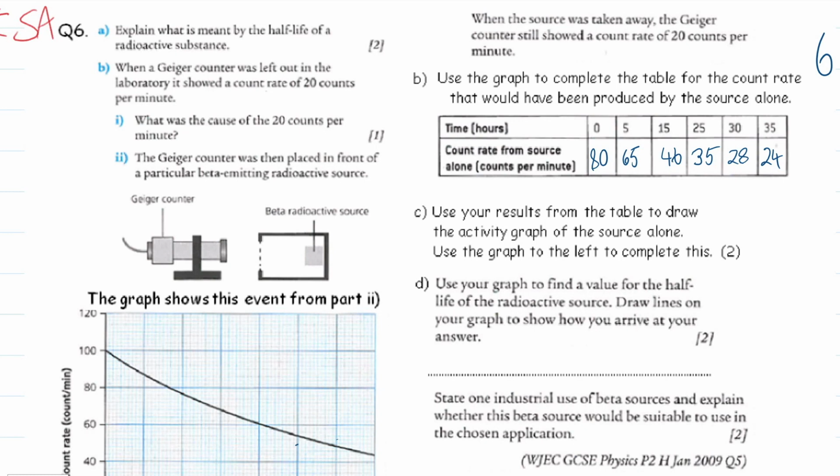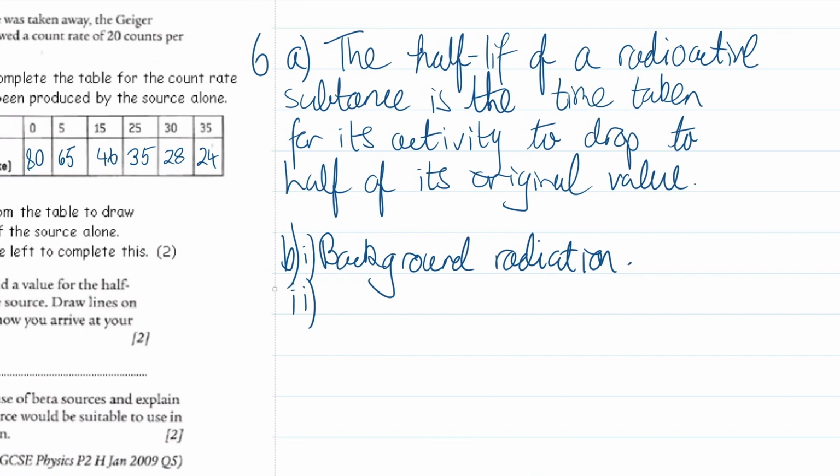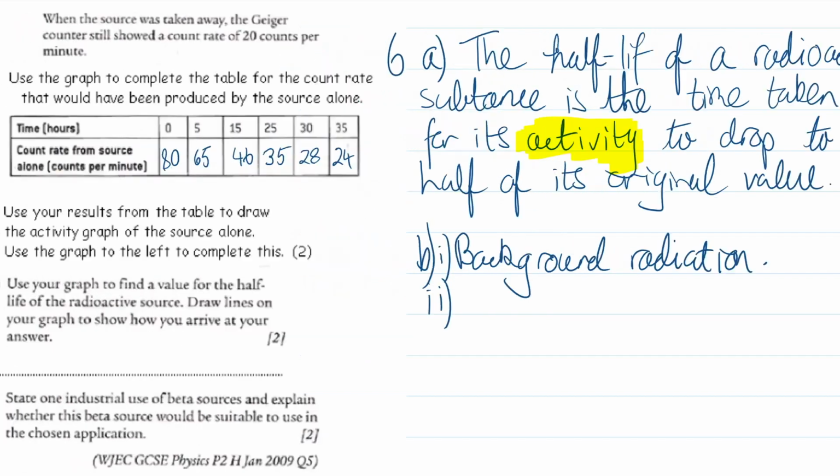Part A, explain what is meant by the half-life of a radioactive substance. Just written it down there. Half-life of a radioactive substance is the time taken for it. So at this point you could have written, it doesn't need to be its activity, you could have said the number of undecayed atoms to drop to half their original value, the count rate to drop to half its original value. I've written down its activity to drop to half its original value.